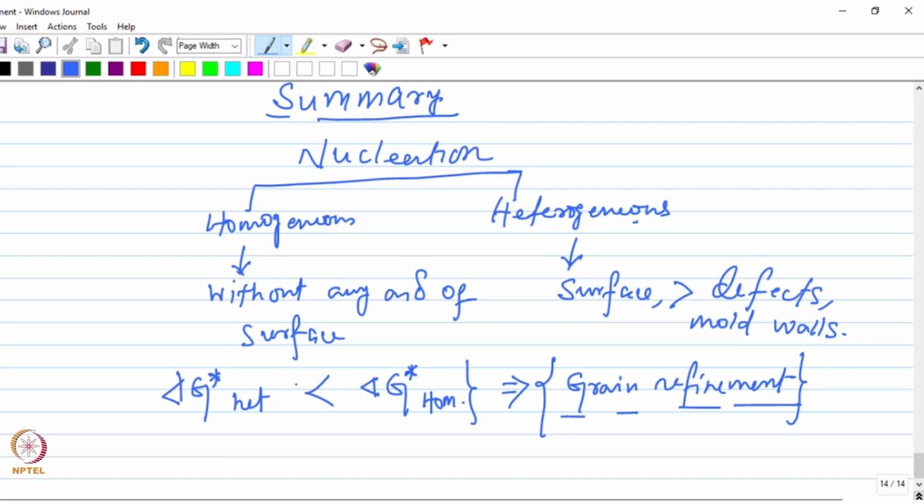Okay, and I should also mention here that heterogeneous nucleation is more practical. This is what you generally encounter in practical scenarios, because as I said, the energy barrier for nucleation is lower, and in every material you will have some defect to initiate the nucleation.